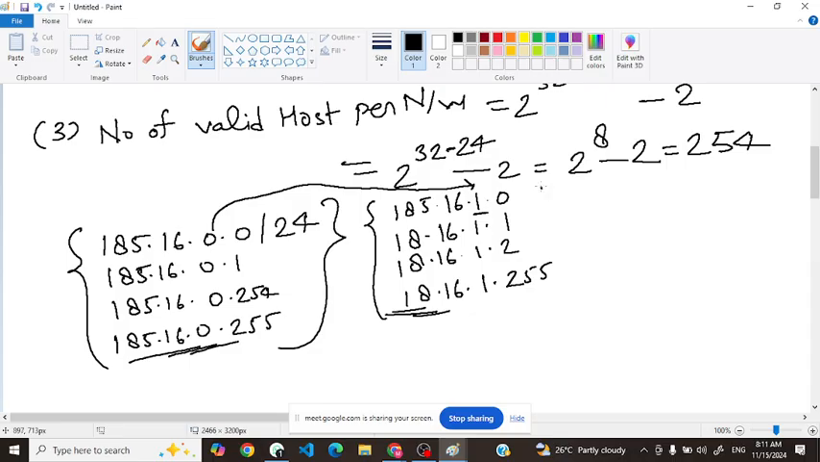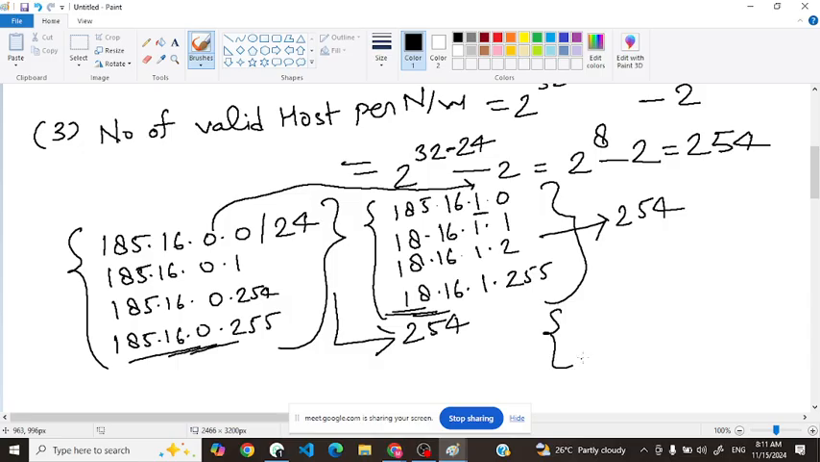185.16.1.255. How many total valid hosts will there be? 254. So what will be the last network? The last network will be 185.16.255.0 to 185.16.255.255.